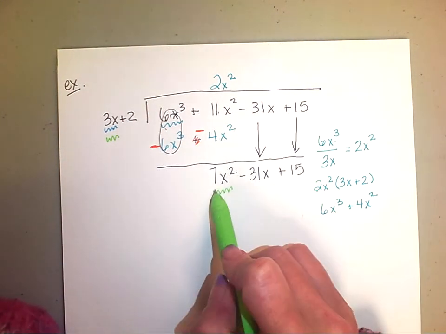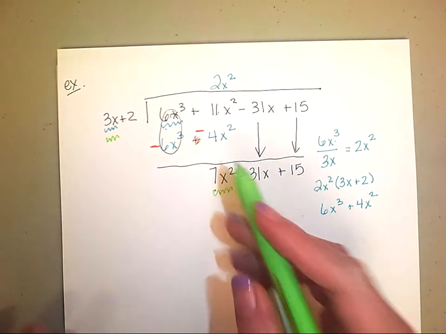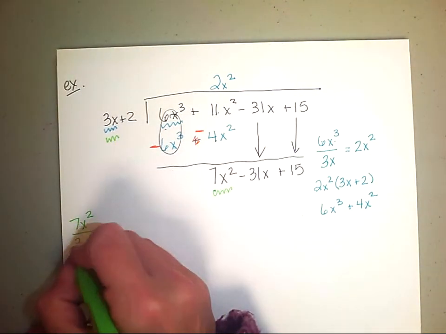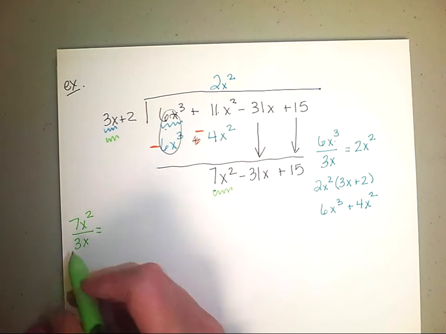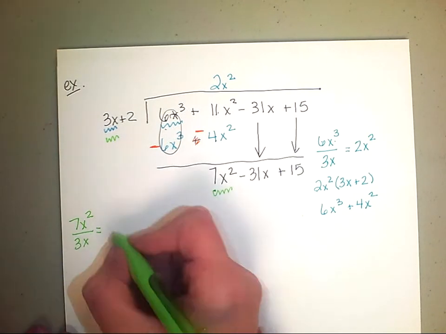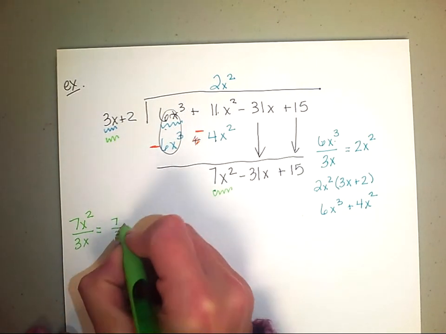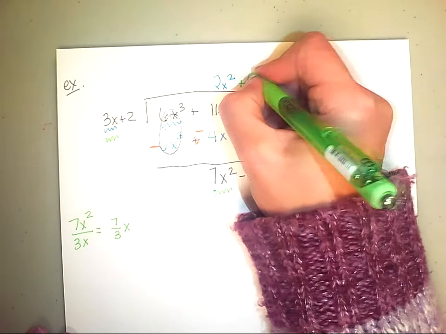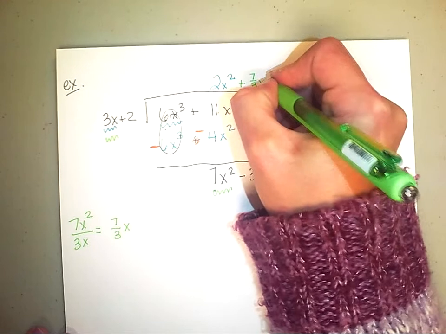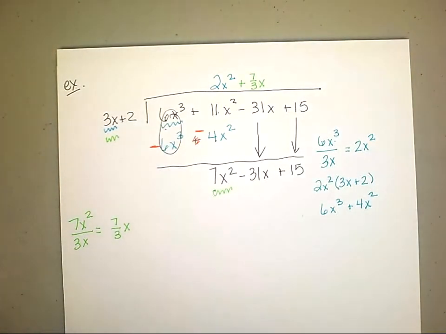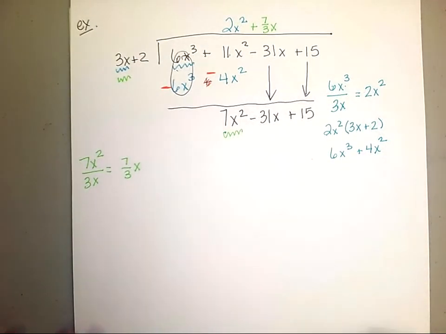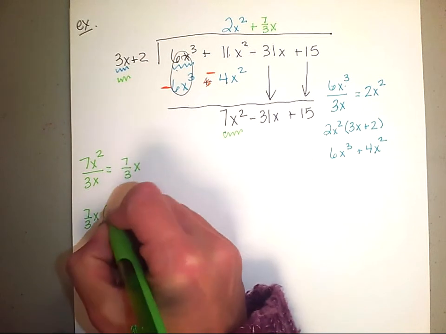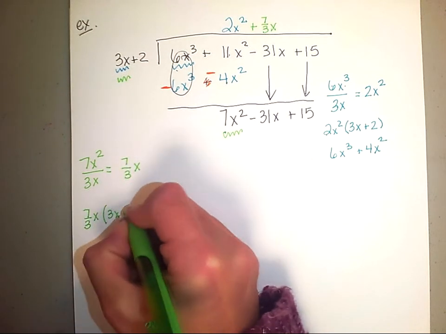Alright, so for 7, how many times does 3x go in there? Now in this case, the coefficients aren't going to reduce, so we have to just leave that as 7/3 x. It's positive, so it'll be a plus 7/3 x. Now we're going to have to be very careful with this so we don't make mistakes. 7/3 of x times 3x plus 2.